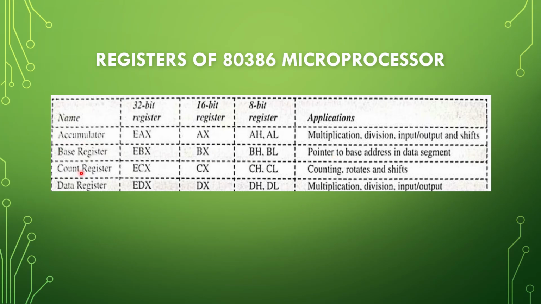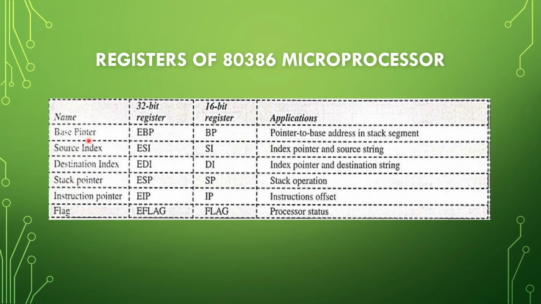Coming to the next one, the count register. Similarly, its application is counting, rotating, and shifting. The data register is used for multiplication, division, and IO operations. Then comes the base pointer, which points to the base address in the stack segment. Then comes the source index, which is the index pointer and source string. The destination index's application is pointing to the index and destination string. The stack pointer is for stack operations.